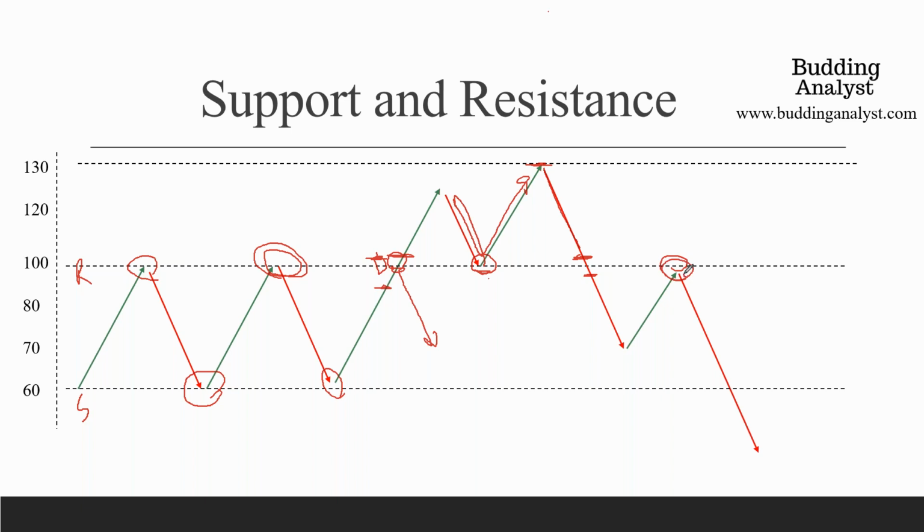So what we learned from this diagram is that the terms support and resistance can be used interchangeably. Once a resistance level is broken, it becomes your next support. Once a support level is broken, it becomes your next resistance level. If it's clear, just write yes in the chat box.